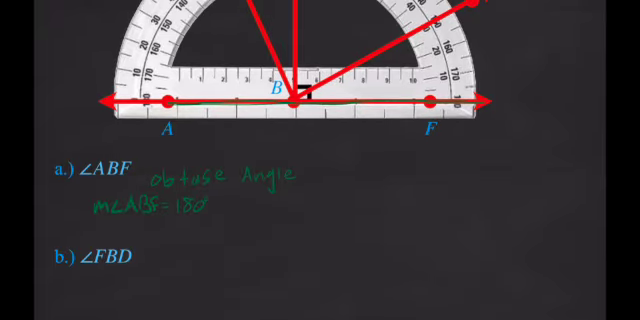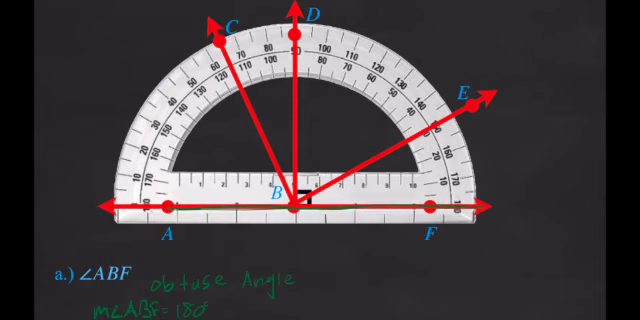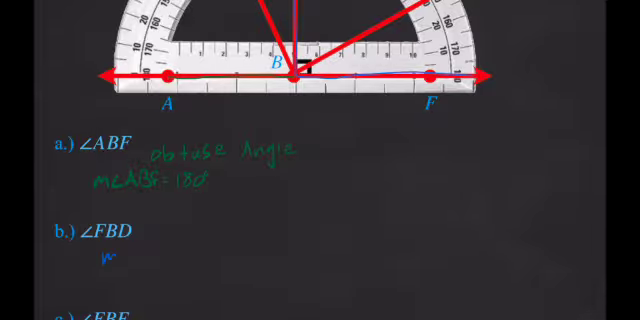Part B, FBD. F to B to D. So we go F, B, D. That is a right angle right there. We have a right angle. So we have that the measure of angle FBD equals 90 degrees. And we are going to say this is a right angle.